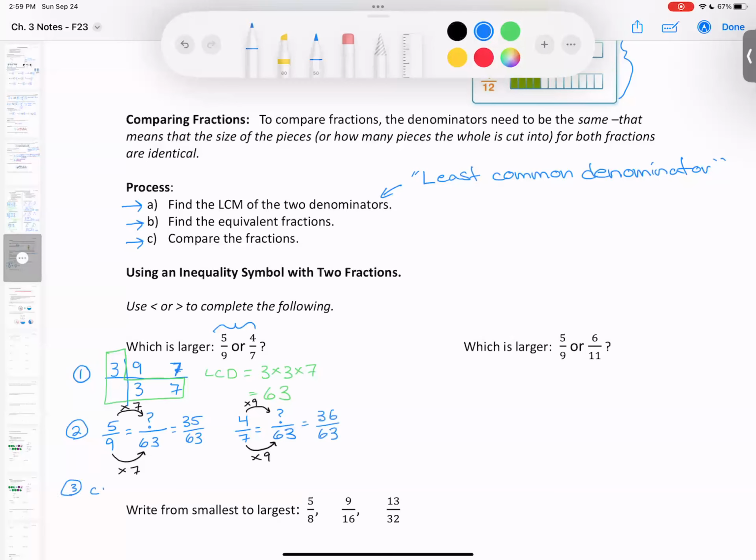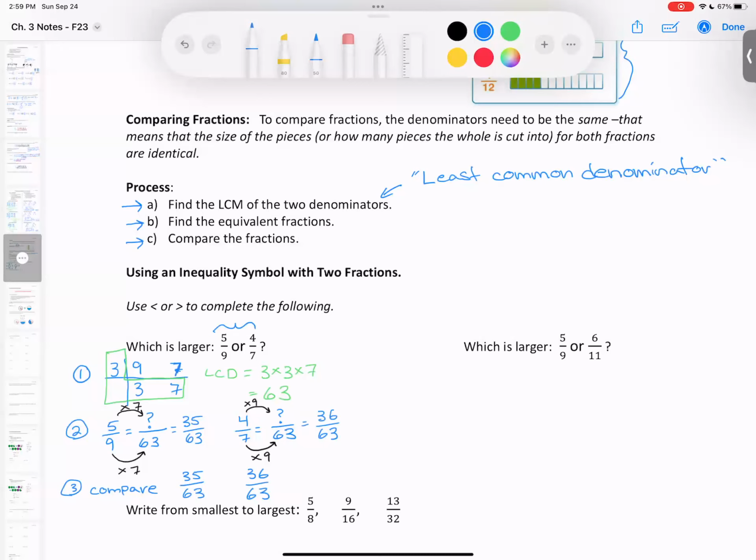So we're going to compare. Our first fraction here is 35 over 63. That was what 5/9 was. Our second fraction is 36 over 63. Which one of those two is larger?